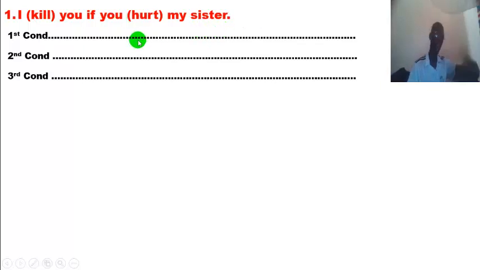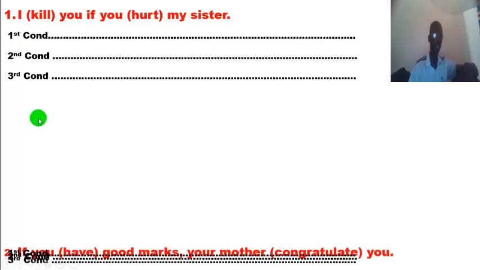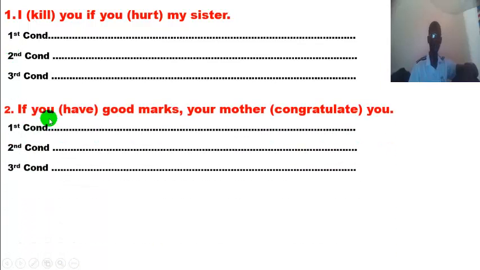Donc, on vient de voir quels sont les temps qu'il faut utiliser pour former le conditionnel 1, conditionnel 2, conditionnel 3. If you have good marks, your mother congratulates you. Donc, c'est à vous aussi de mettre cette phrase-là, conditionnel 1, 2 et 3, first, second, and third conditional.